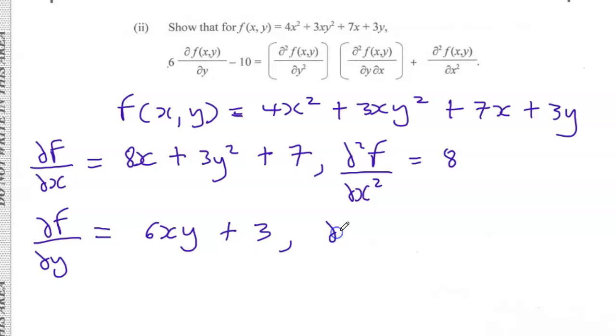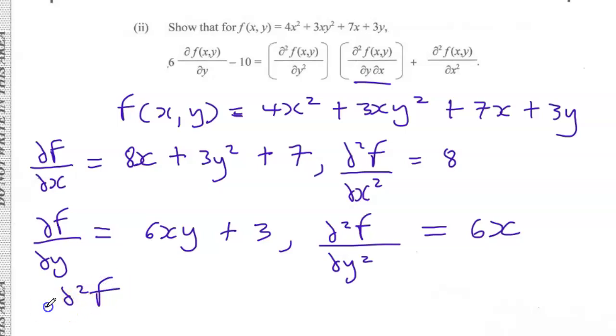Let's do the second derivative with respect to y also. Again we're treating x as a constant. Differentiating 6xy, we get 6x. Differentiate positive 3, we end up with 0. Now we also need partial square f upon partial y partial x, which we get by differentiating partial f by partial y with respect to x. Treating y as a constant, we end up with just 6y, and differentiating 3 gives 0.